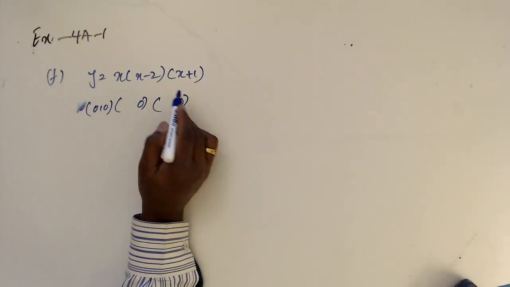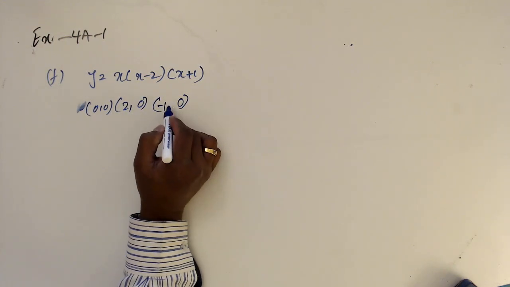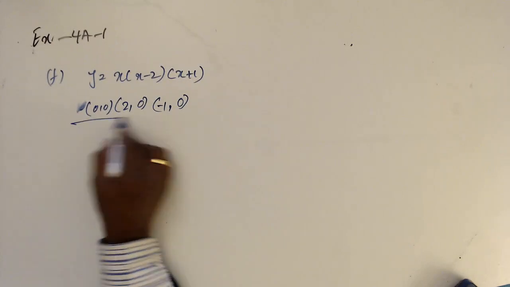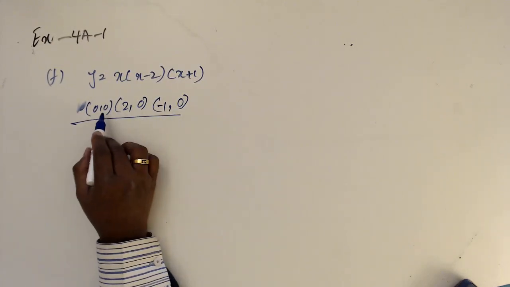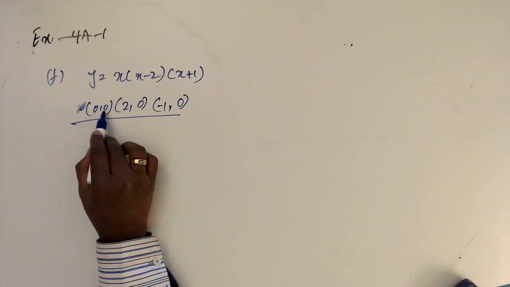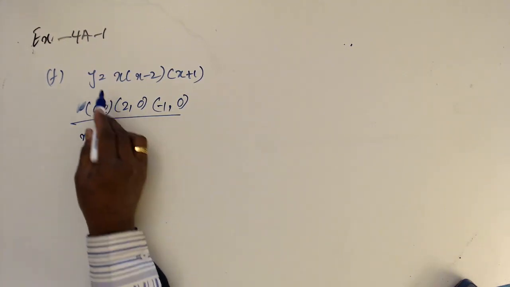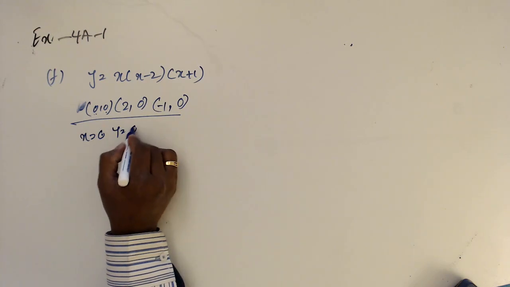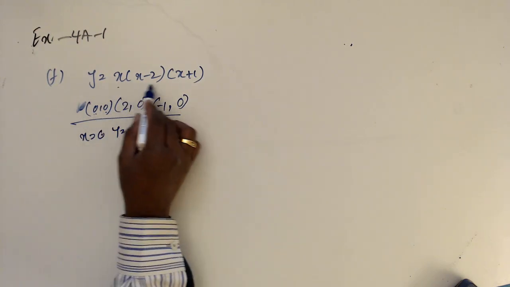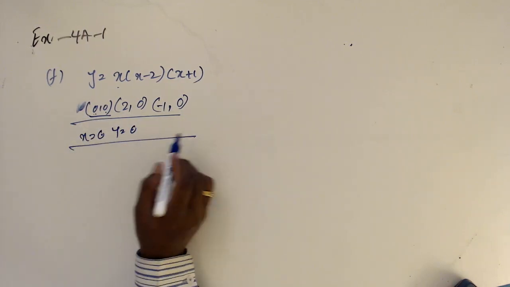Because y equals 0, then this has become 2, this has become minus 1. Then I don't need to check when x equals 0, because I know when x equals 0, y equals 0. Okay, when x equals 0, what is the y value? It is 0. When you put x equals 0, y is 0. You can see from here.